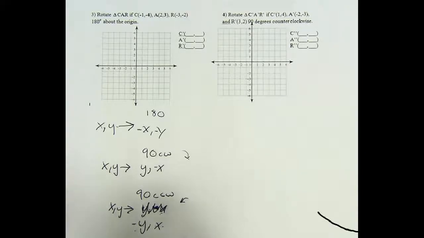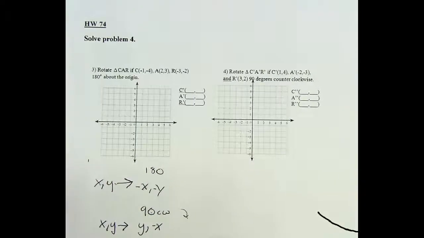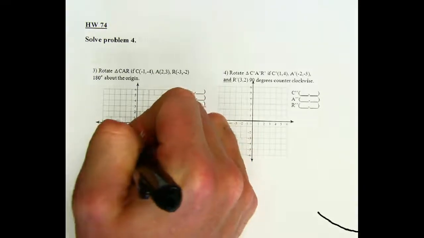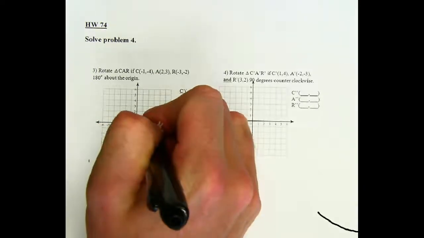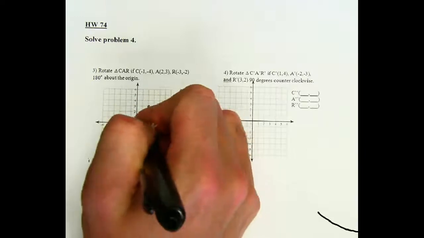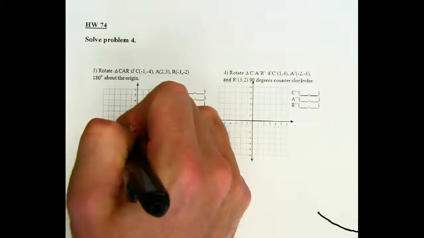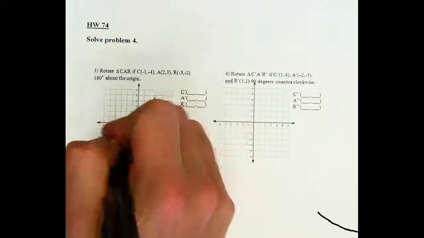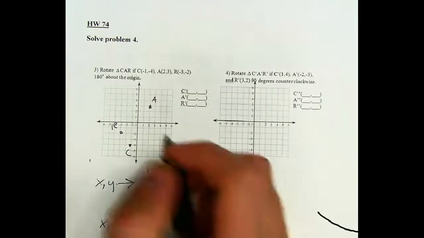All right, so let's see what we got here. I first have to plot my points: -1, -4, 2, 3, and then -3, -2. And of course, I need to label them C-A-R. And so what do we have as CAR?